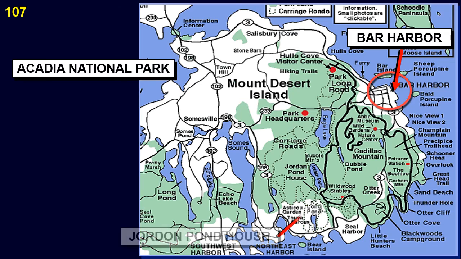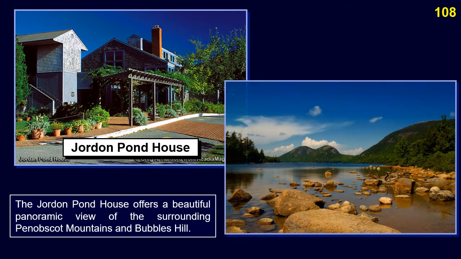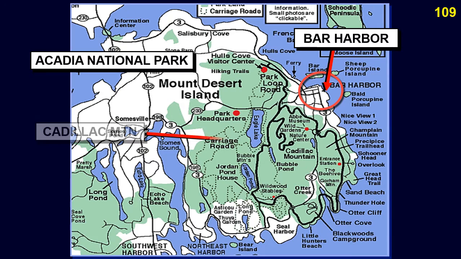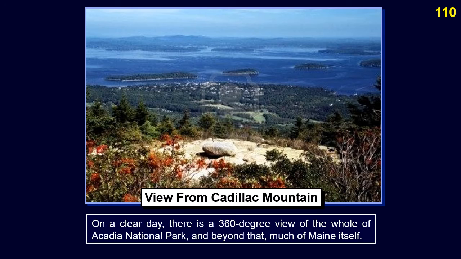The Jordan Pond House is a scenic stop along the Park Loop Trail. The Jordan Pond House offers a beautiful panoramic view of the surrounding Penobscot Mountains and Bubbles Hill. Cadillac Mountain is the highest point on the North Atlantic coast. On a clear day, there is a 360-degree view of the whole of Acadia National Park, and beyond that, much of Maine itself.